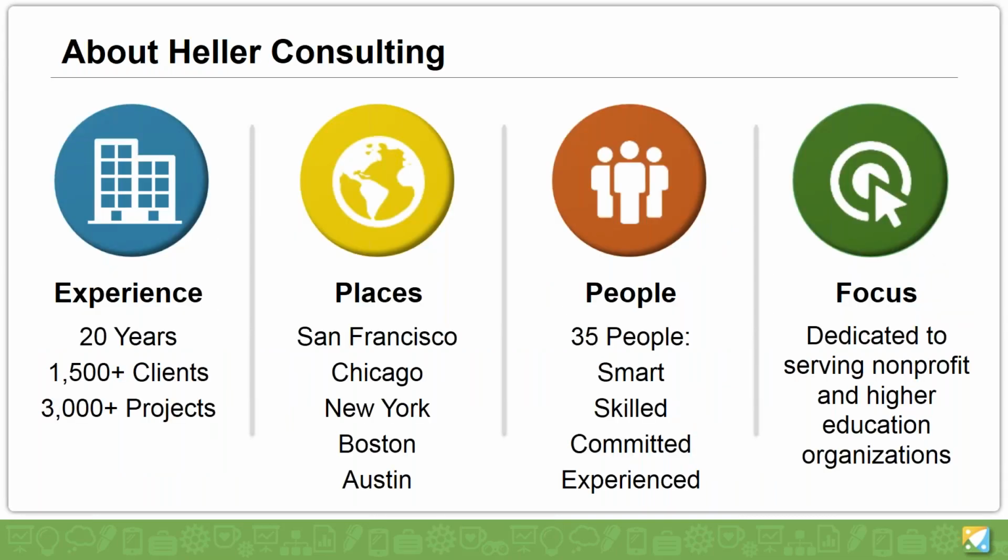Great, thanks so much. I'm going to tell you just a little bit about Heller Consulting. We are a firm of about 35 people who work exclusively with nonprofits. We've worked with 1,500 clients on over 3,000 projects, and we've got people sprinkled around the country with offices in San Francisco, Chicago, New York, Boston, and Austin. We work with nonprofit organizations to help them use technology not only to be more efficient, but to be more effective at carrying out their mission. We do this through services ranging from strategic technology planning and CRM roadmap development through implementation and user adoption guidance.